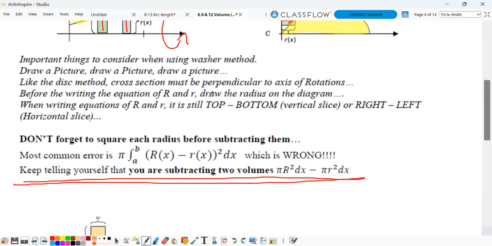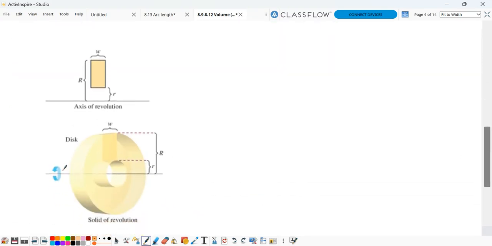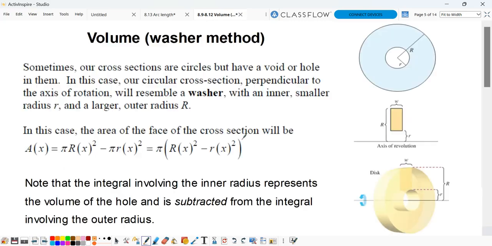Okay, so draw the picture. You have to show the big radius and small radius on the diagram, which helps a lot. When writing equations, you can keep big R and small r, but make sure you are squaring. Subtracting the radii is wrong. You are not subtracting radii, you are subtracting volumes. So why the name washer method? As I told you, the shape is hanging up in the air off the axis of rotation, so there is a hollow, and it looks like a washer. That's why it's a very popular name, washer.